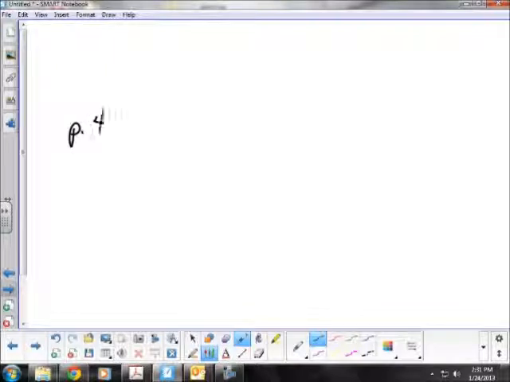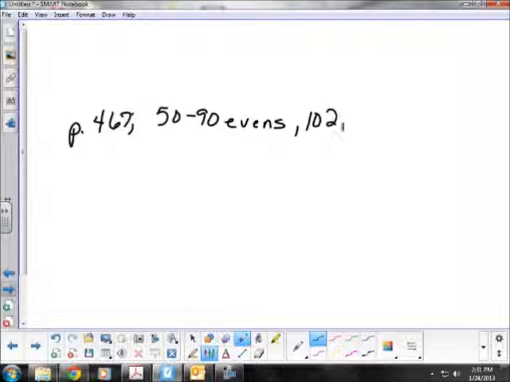So page 467, you're going to do 50 through 90 evens. And then the application problems I want you to do are 102 and 116. Huh? I've already given it to you? Good. Just couldn't remember if I had or not.